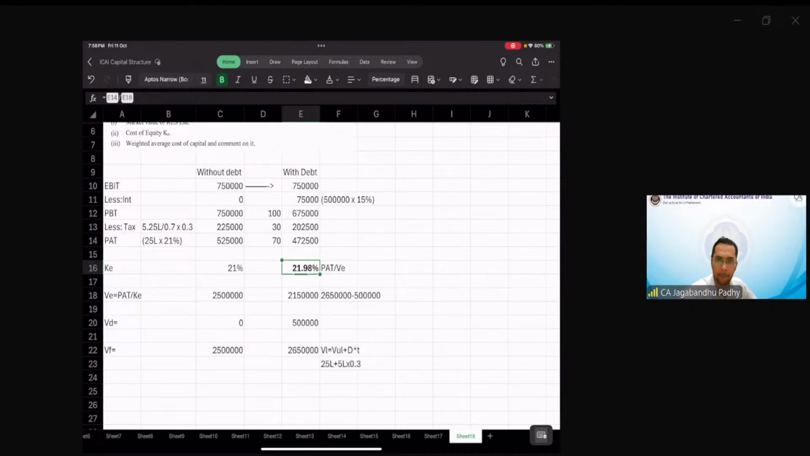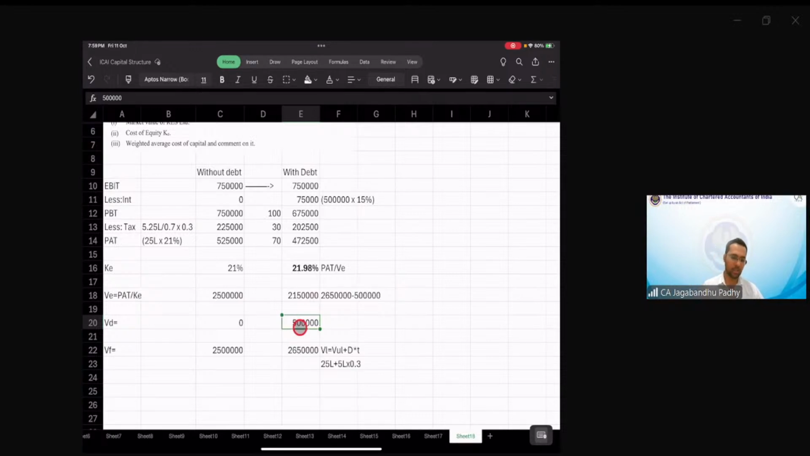Sir, with the debt we have bought back the shares of 5 lakhs, sir. Yeah. Then we calculated 25 lakhs as the value of equity, sir. 5 lakh is the value of debt because we are borrowing 5 lakh and repaying that to the equity shareholders to get their shares back to us. Sir, buyback of security does not decrease the value of equity, sir. It does decrease the value of equity. You can see from 25 lakh, it reduced to 21 lakh 50,000. Value of equity has reduced, but it's not the exact same amount that you are paying them.